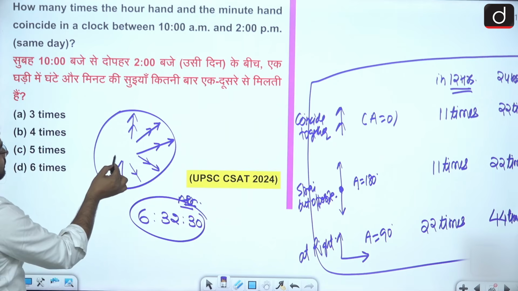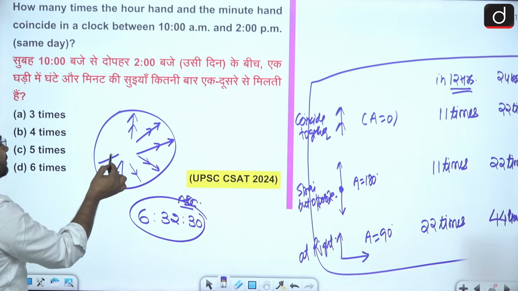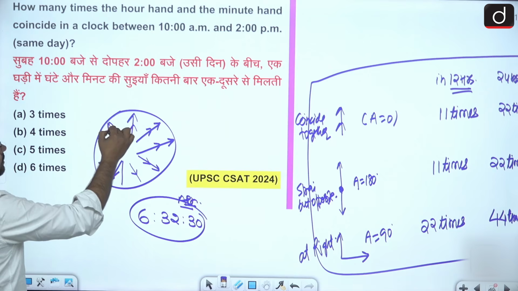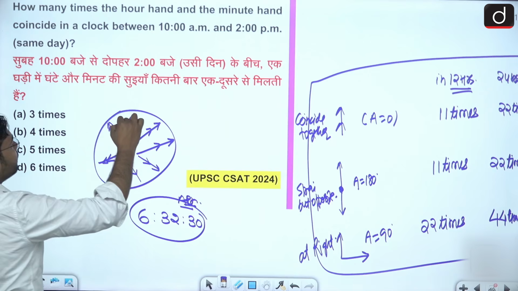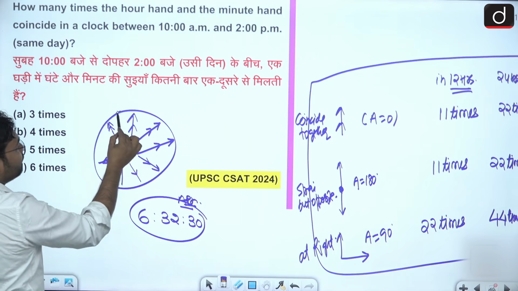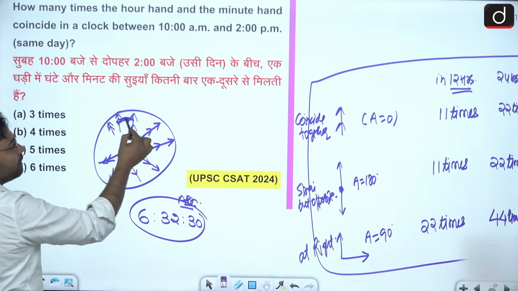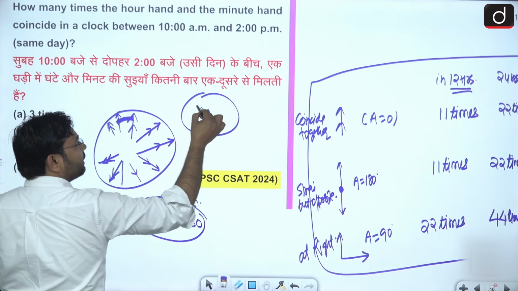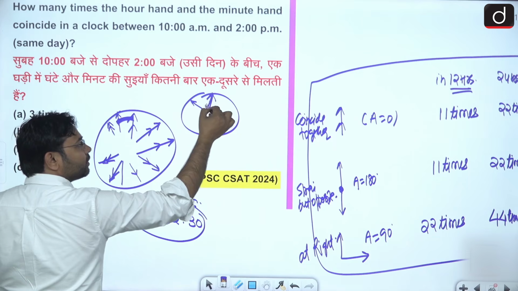Then at 7 and a half of 35, a little more, just extra. Then 10:50 approx, and then it will not happen at 11 and 12. After 10:50 has happened, focus a little: after 10:50 they will go straight to 12 and coincide together.